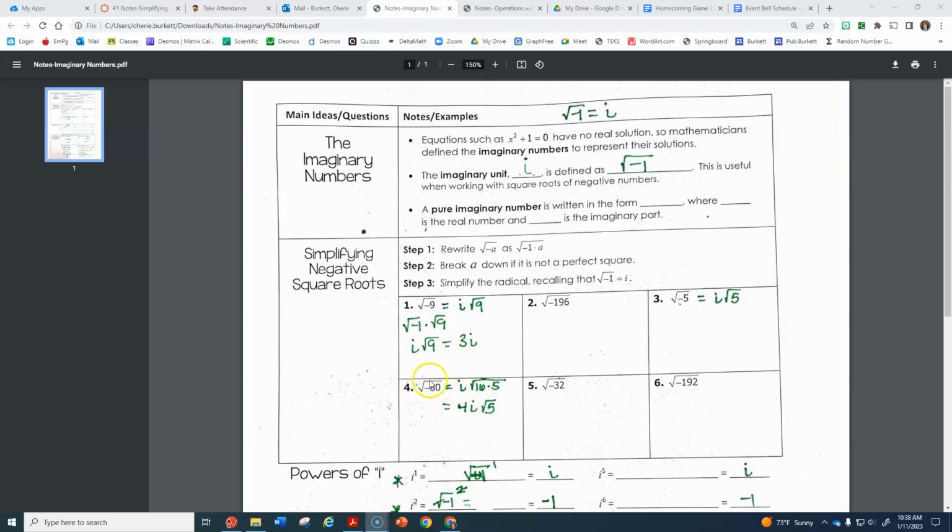Again, the square root of -80, take the negative out, it becomes an i. Simplify the 80 now, just like we did previously. 16 times 5, the square root of 16 is the 4. So the 4 goes in front of the i, and then the square root of 5, which was what was left, stays behind the i.